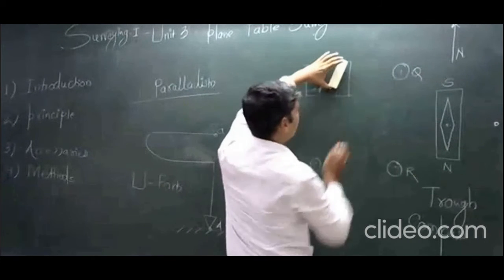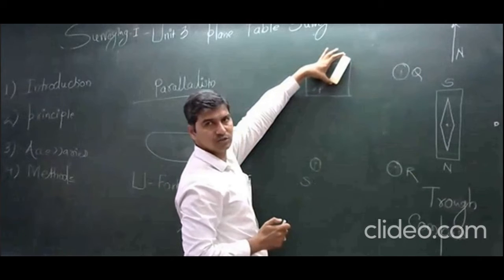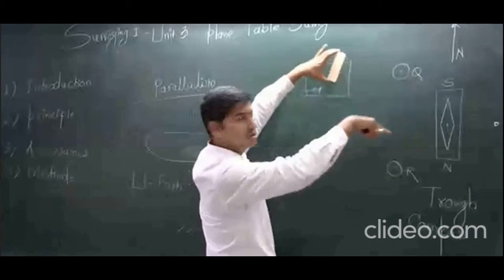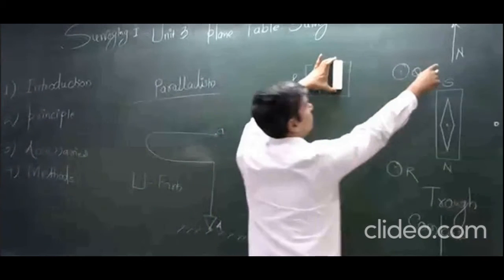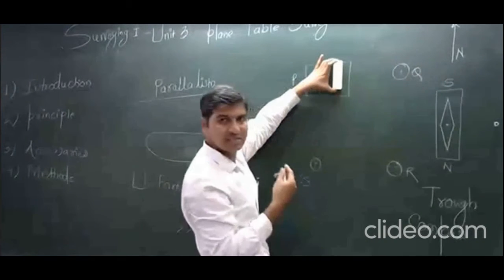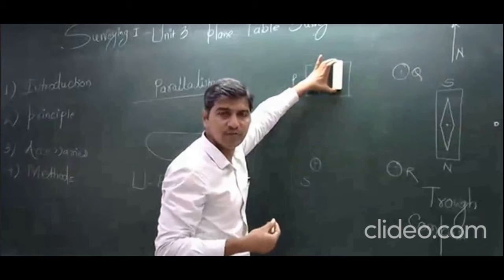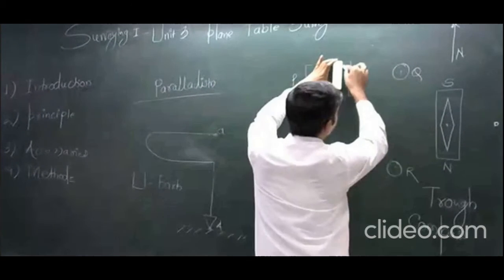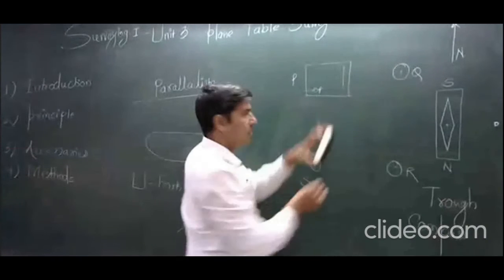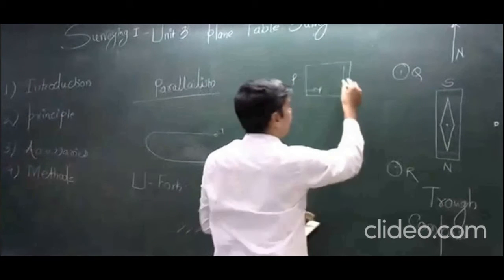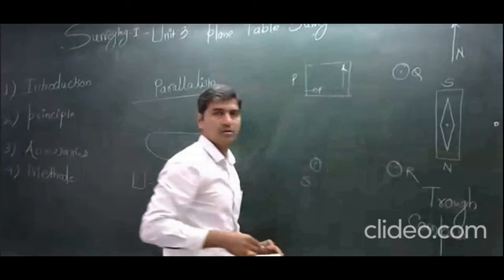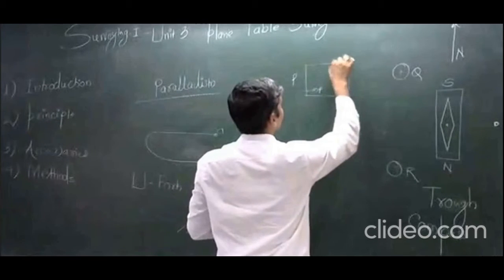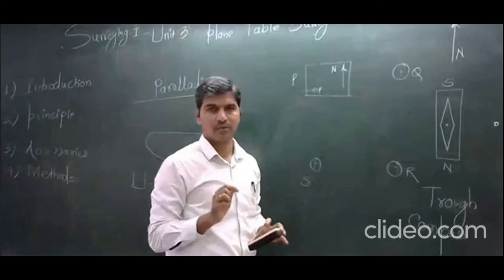If suppose earlier it was in the same direction, I will try to rotate in clockwise or anti-clockwise direction, and I will try to achieve this position. Once the needle achieves the constant position, I will draw a line. So that is my north direction.